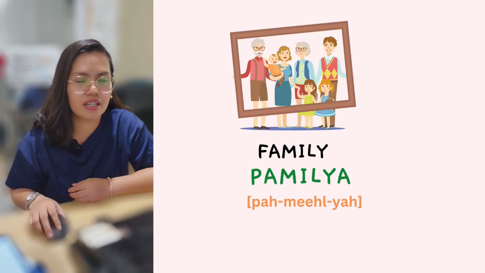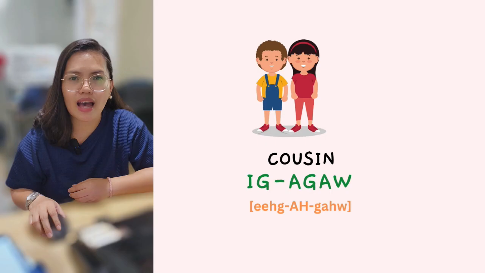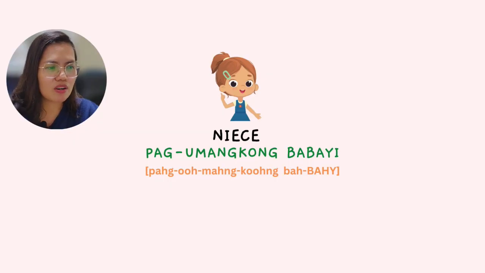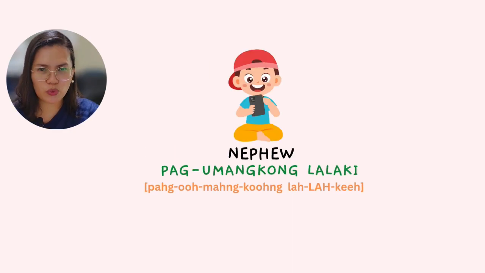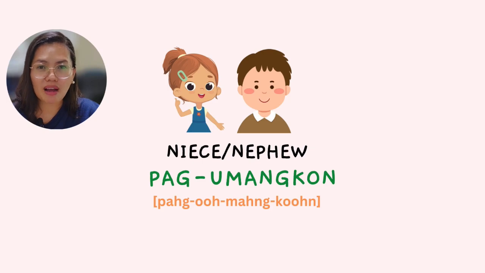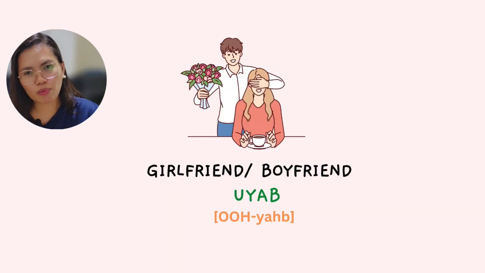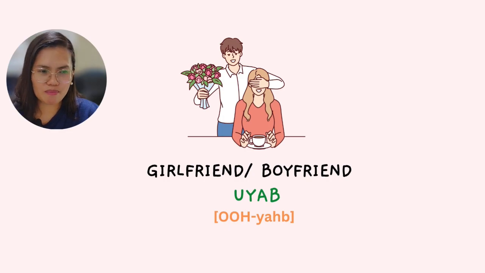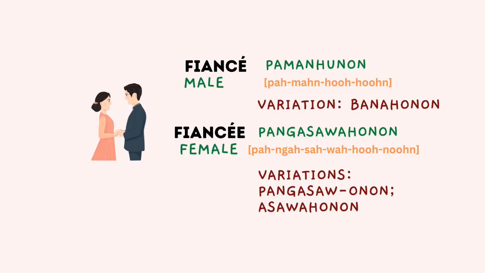Next, cousin, ig-agaw. Niece is pagumangkong babae. Next one, we have nephew. Nephew is pagumangkong lalaki. Next one, niece or nephew, pagumangkon. Next word, girlfriend or boyfriend. We call it uyab.